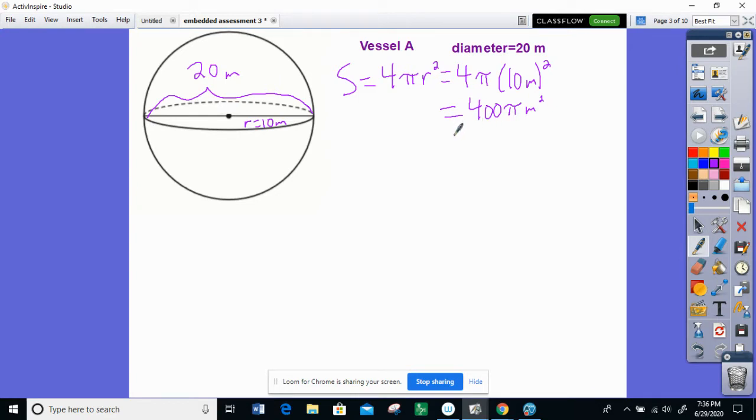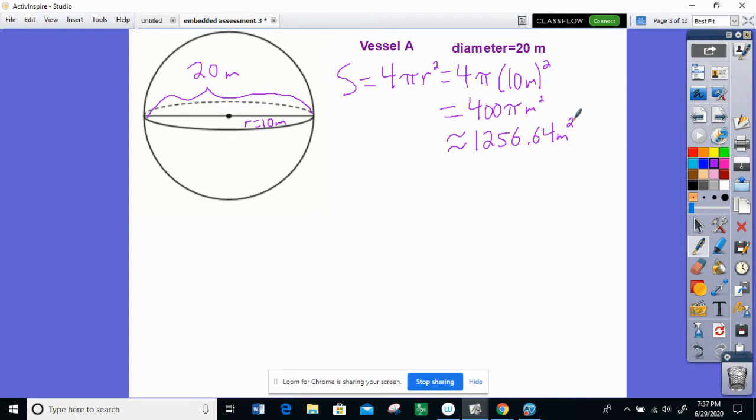But in order to compute costs, like if we need to know how many square meters of material to use at Home Depot, or when we're dealing with a supplier that we are ordering from, they might be a little confused if we order in terms of pi. So we might want to know what that is as a decimal. If you put 400 times pi into your calculator, that will come out to be 1,256.64 to the nearest hundredth meters squared.